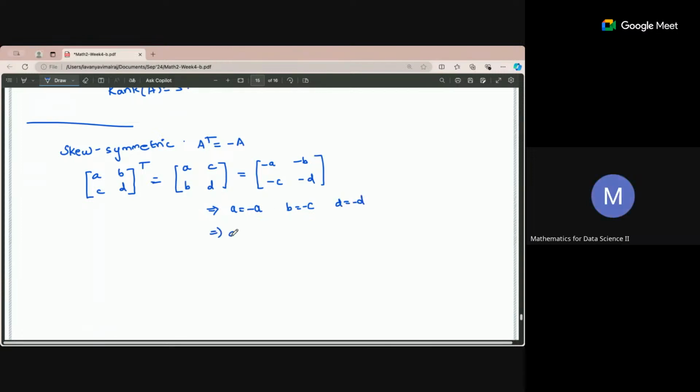What can you say about A and D? They are 0. And B is minus C. So the set of all skew symmetric matrices can be written as 0, B, minus B, 0. Right? Can you tell, is this a subspace of M2 of R?